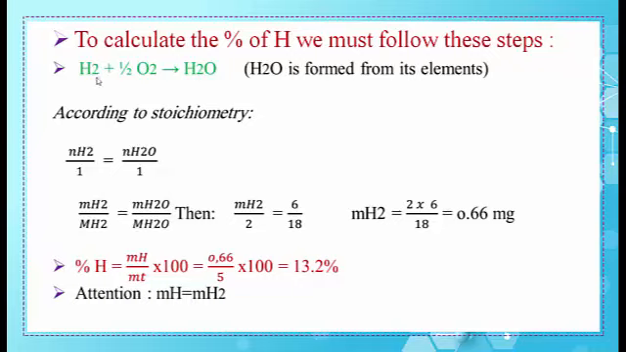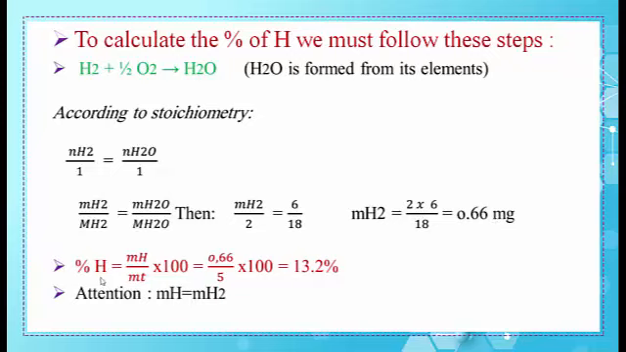Now, to calculate the percentage by mass of hydrogen, we must follow these steps. First, we write the equation of combustion of hydrogen gas, H2 plus half O2 gives H2O. H2O is formed from its elements. According to stoichiometry, number of moles of hydrogen over 1 is equal to number of moles of water over 1. Then mass of hydrogen over its molar mass is equal to mass of H2O over the molar mass of H2O. Then the mass of hydrogen over 2, which is the molar mass of H2, is equal to 6, which was given also, the mass of H2O, over the molar mass of H2O, which is 18.